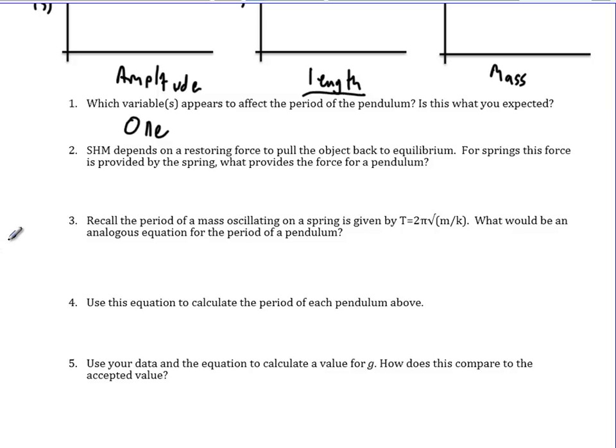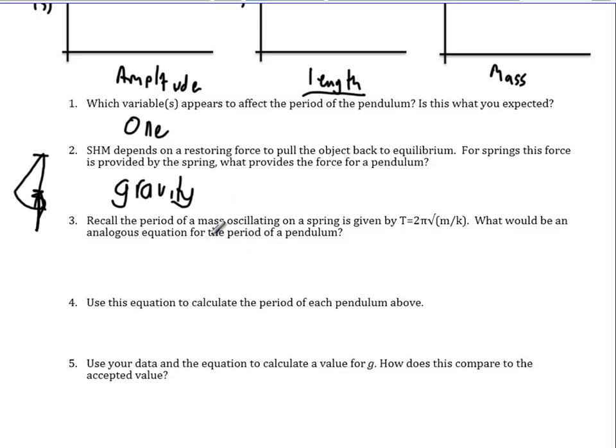Simple harmonic motion depends on restoring force to pull an object back into equilibrium, right? When it's on a spring, we rely on the spring. The spring pulls up to keep everything in motion. Okay. What about for a pendulum? Well, the pendulum gets pulled this way. What pulls it back down? Gravity pulls it back down. Okay.